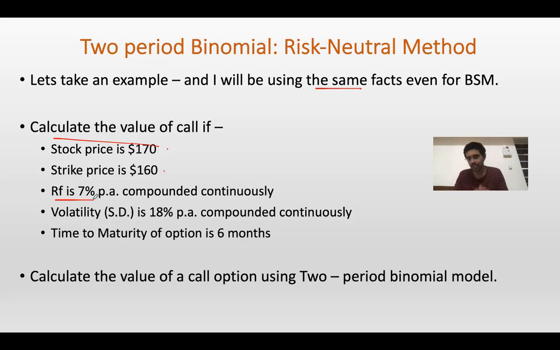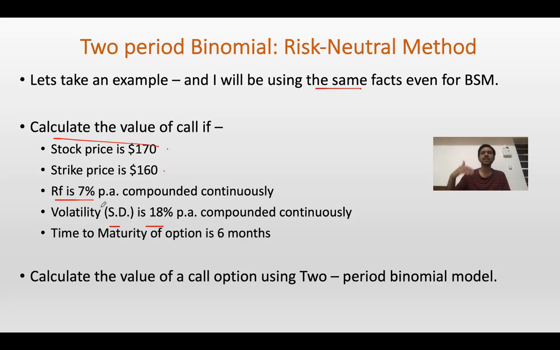The risk-free rate is 7% per annum compounded continuously. I've intentionally changed the risk-free rate because we've been doing 5% since the beginning, and I got vexed up with it. Then the volatility, or the standard deviation, is 18% per annum compounded continuously. This volatility is nothing but the volatility of the returns of the underlying stock.